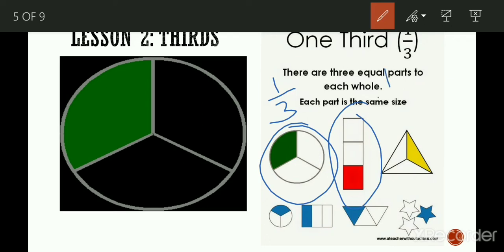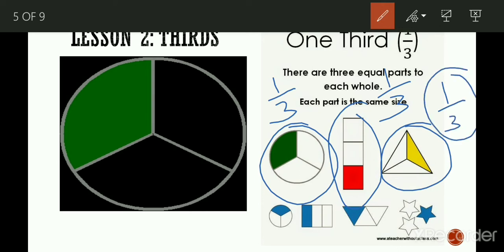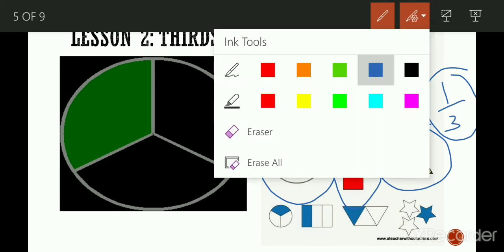3. So 1/3. Next example also, one part is shaded with yellow color, and how many total parts are there? 3. 3 parts means this whole triangle has been divided into 3 parts. So I can write 1/3 as fraction of each part, right? So let's move to the next.